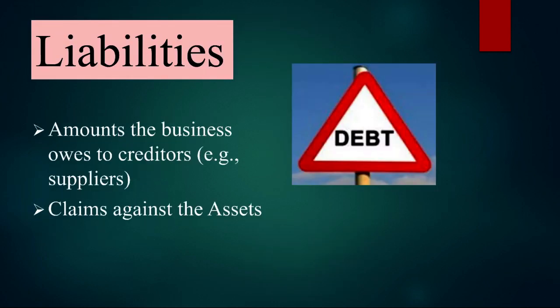What is a liability? Simply put, liabilities are debt. They are any amount the company owes to a creditor. These are claims against the assets. For example, a company orders food for its restaurant. It calls up its supplier and orders food. The supplier delivers the food and then sends the company a bill to pay. The amount owed is a liability to the company and must be paid.